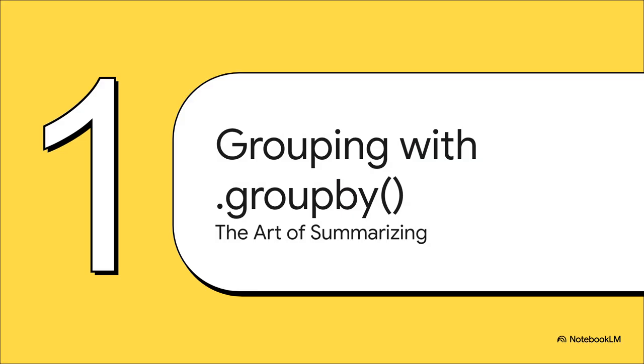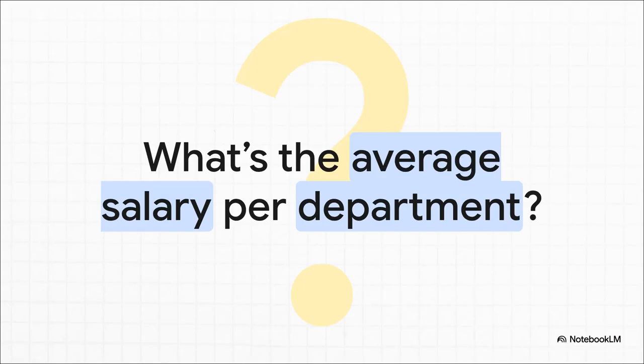First up, let's talk about grouping data with the .groupby function. This is all about the art of summarizing. Our first tool helps us answer those big picture questions by, well, grouping similar stuff together. It's really the foundation of summarizing your data. So picture this. Your boss walks over and asks, "Hey, what's the average salary per department?" It seems like a simple question, right? But if you look at our raw table, there's no direct answer. You'd have to start pulling out a calculator or something, and that's just asking for trouble.